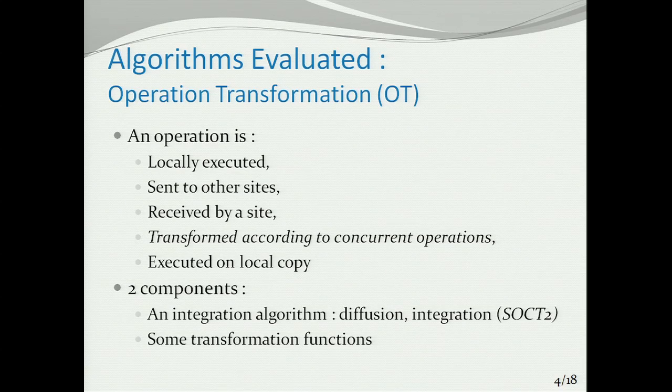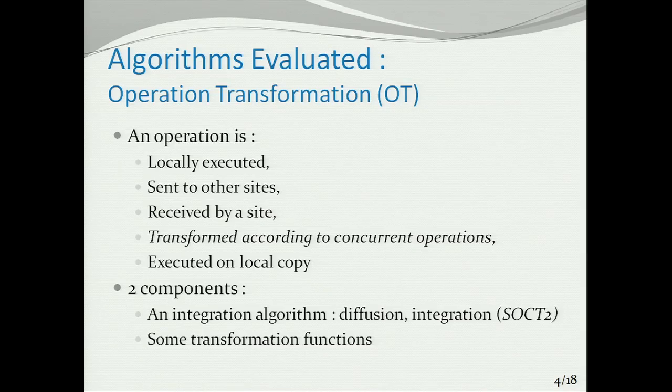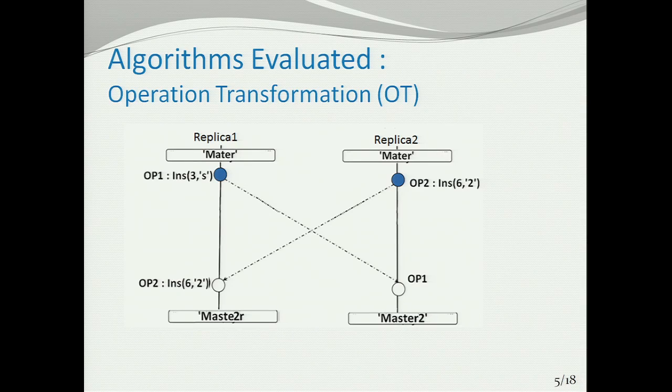The first approach is operation transformation. This approach takes into account the effects of concurrent operations. When a replica receives an operation, this operation is transformed with concurrent operations. And for this, we need two components. An integration algorithm responsible for receiving, diffusion, and integration of operations. We evaluate the SOCT2 algorithm, and we need some transformation functions. This is an example of transformation functions.